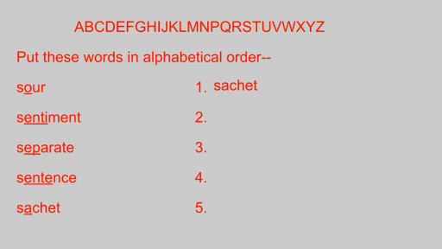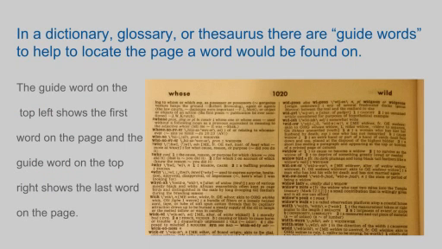Now we have 3 words that start with S and then E. 2 have N for the third letter. 1 has a P, so let's look at the 2 that have the N. Okay, the next one looks like it would be sentence, then sentiment, and then separate. Of course, our last one would be sour because the O comes after all of the E's. Just a little practice in putting words in alphabetical order, which you will use in using a dictionary, glossary, and thesaurus.